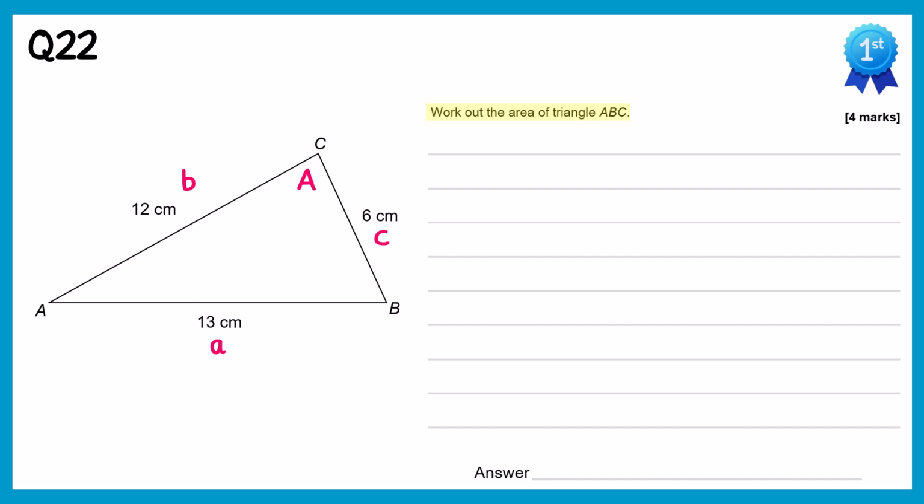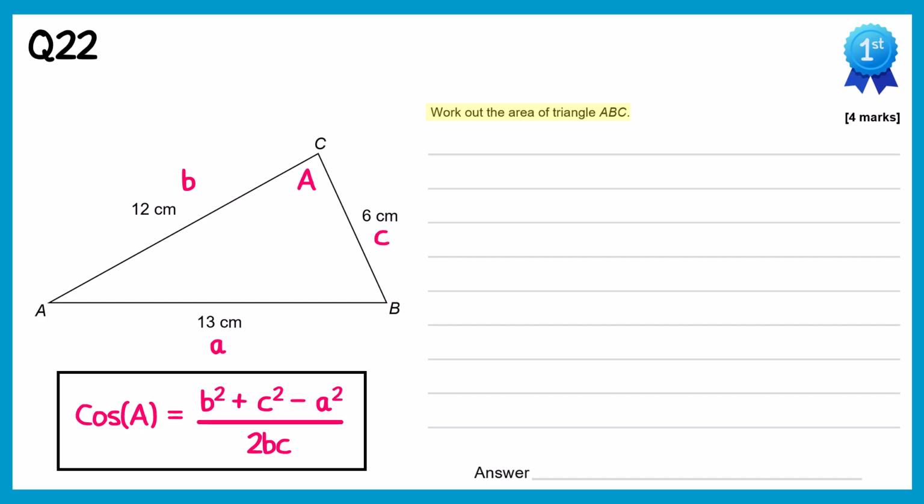We're then going to find this angle using the cosine rule for angles, which is cos of A equals b squared plus c squared minus a squared over 2bc. So let's write this down but substitute in the values from the question. So cos of A equals b squared, which is 12 squared, plus c squared, which is 6 squared, subtract a squared, which is 13 squared, all divided by 2 lots of b, which is 12, times c, which is 6.